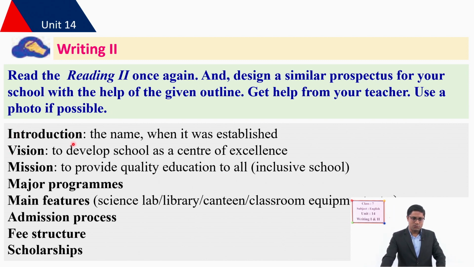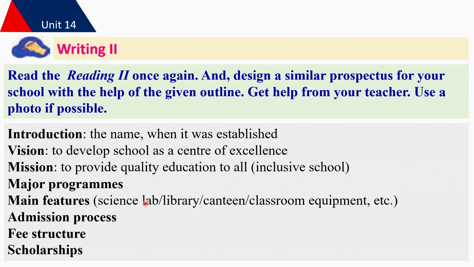First, introduction. Here you need to mention the name, when it was established, such things. Then vision, for example, what is the vision? To develop the school as a center of excellence. Then mission, what is the mission? To provide quality education to all in an inclusive school. Next, you will deal with major programs, then you will talk about main features, for example, science lab, library, canteen, classroom equipment, etc. Then next is the admission process, you will talk about that, fee structure and scholarships, such things you will talk about while writing a prospectus of your own school.